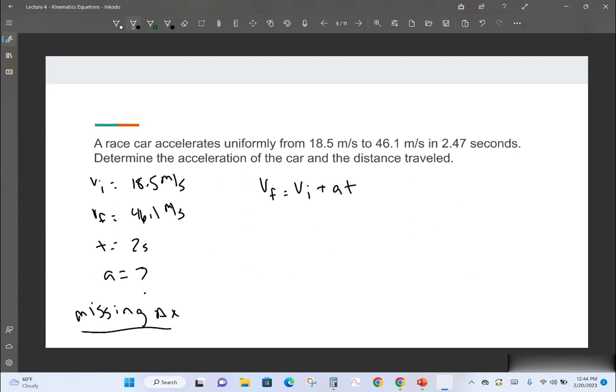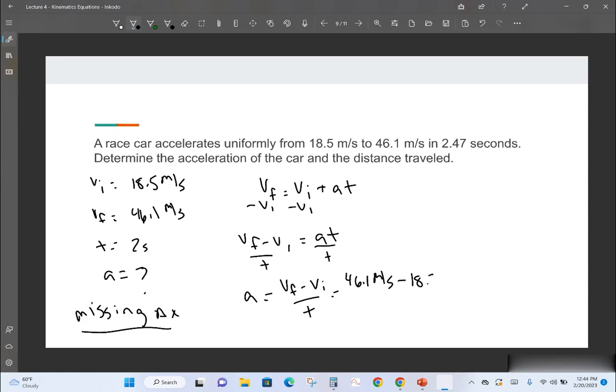I'm looking for A, so I'm going to go ahead and do the algebra first. I'm going to subtract Vi from both sides. Vf minus Vi equals At. I'm going to divide both sides by t. So A equals Vf minus Vi all over t. Vf is 46.1 meters per second minus 18.5 meters per second divided by 2 seconds.